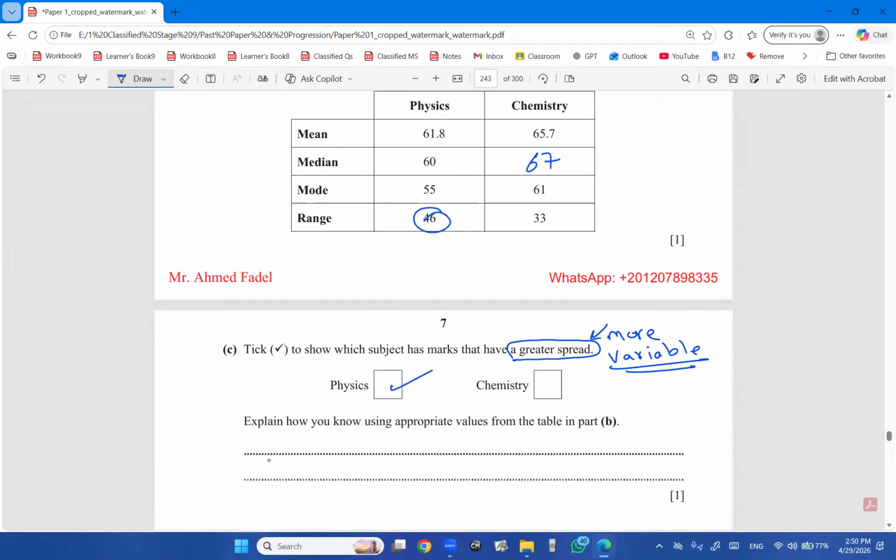So physics, explain how you know using the appropriate values from this table in part B, because the range in physics, 46, is greater than in chemistry, which is 33.